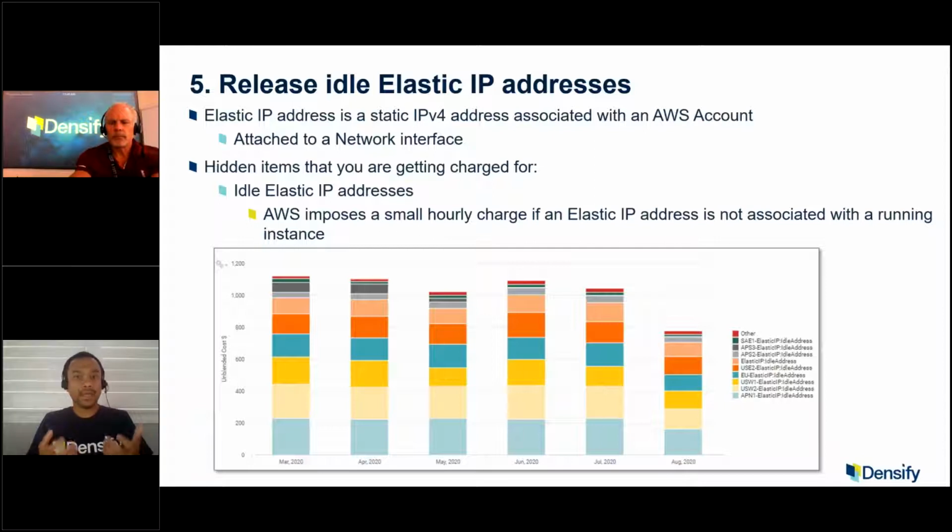So there's a small hourly charge if you have an elastic IP address that's not associated with a running instance. Again, looking at the cost and usage report, what we do as experts is try to identify these things. Here's an example where someone's spending almost close to $1,200 per month on these elastic IP addresses that are actually idle. And we inform customers, and we should educate the engineers: if you're not using them, start releasing these elastic IP addresses because you can lower your cloud cost.